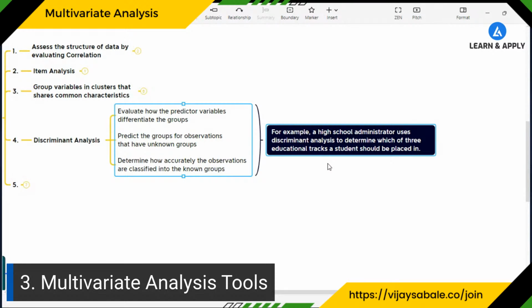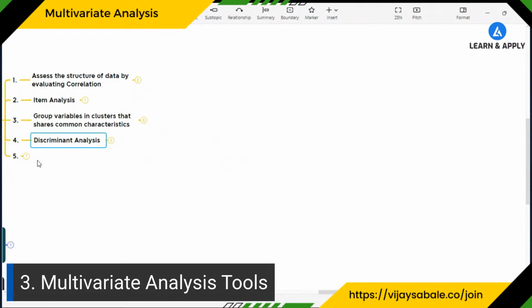B, we can say some attention is required. And C, yes, very high attention is required from the teachers. And to group the students into these three categories, we can use the discriminant analysis. This is again a very powerful tool. And the fifth group of these multivariate tools is called correspondence analysis.